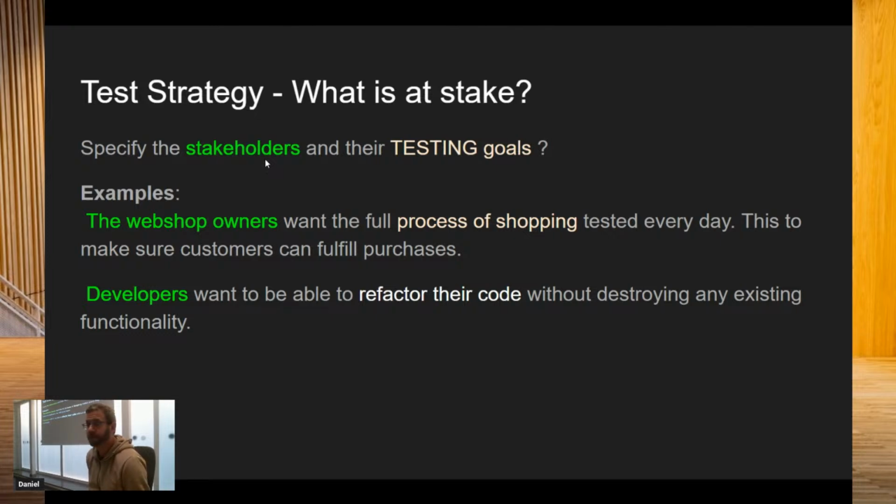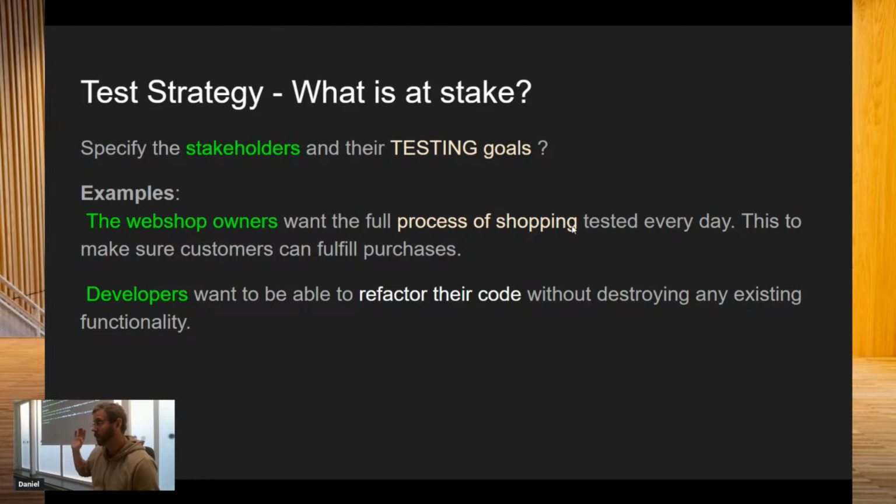So if we think about the different stakeholders and think about what they are going to gain from our testing, what do they want? I've just given a couple of examples. So the web shop owners want the full process of shopping tested every day. This is to make sure that customers can fulfill purchases. So this goal is essentially important for business. Actually, their overall goal is to earn money.